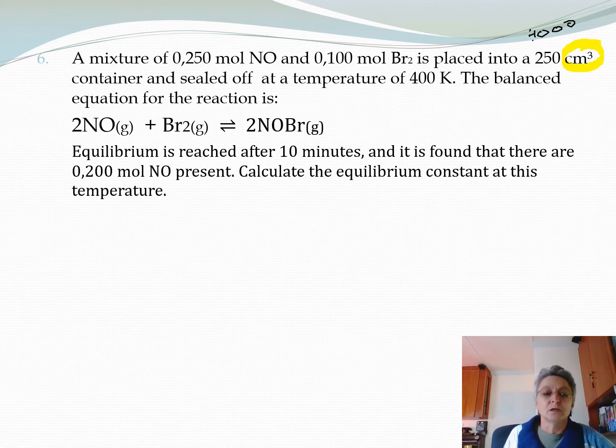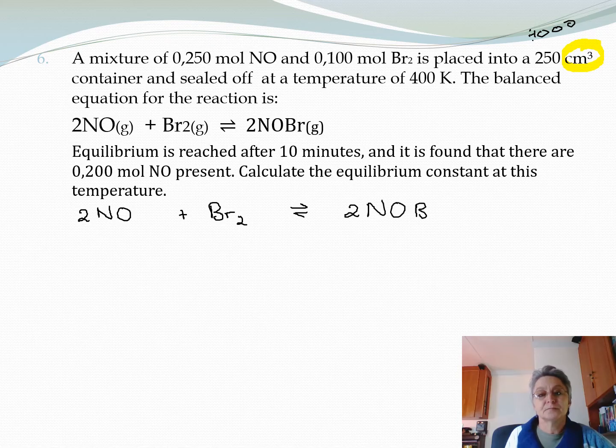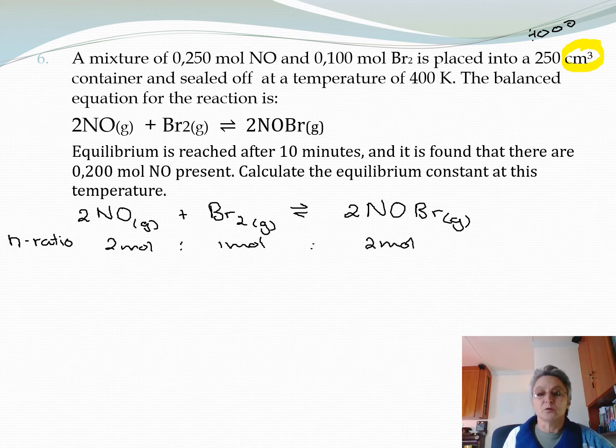So we write down the balanced equation, and we take note that everything is gas, gas, gas. Then we write down our mole ratio, 2 moles to 1 mole to 2 moles, because this is the ratio in which the reagents will react.